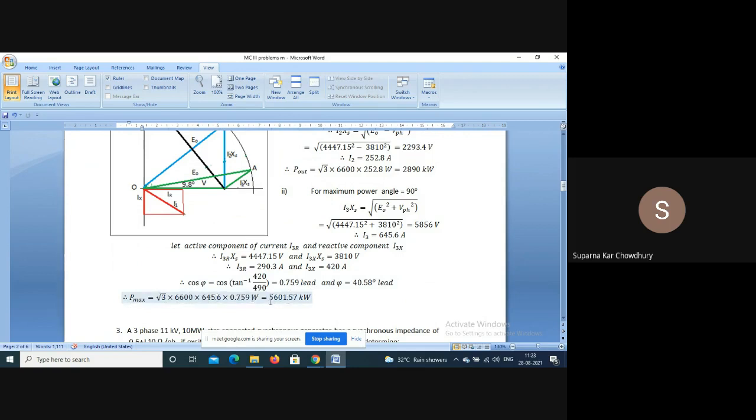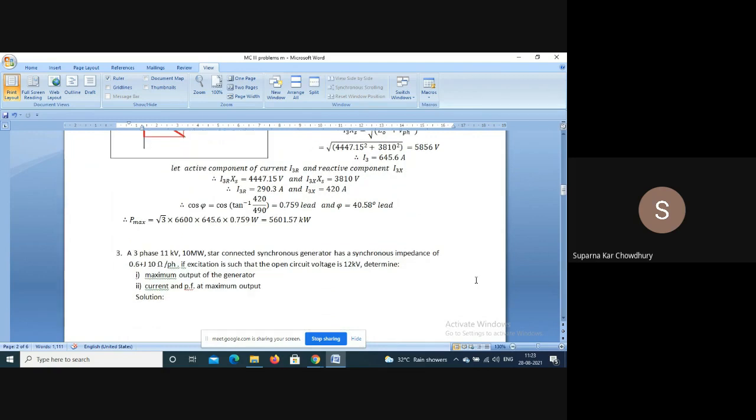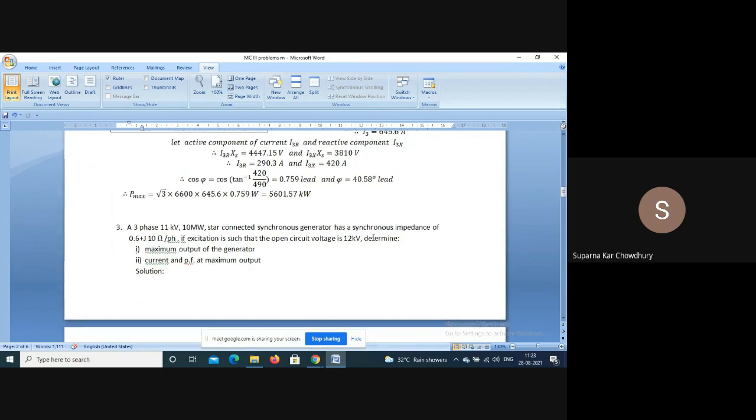So P max can be calculated: root 3 into V line into the current into the power factor. So this is 5601.57 kilowatt. So you can see that both these kilowatt values are out of the normal operating range of the machine. However, this is the maximum value the machine can hold and remain synchronous. Even if the load is increased beyond that, it will go out of synchronism.